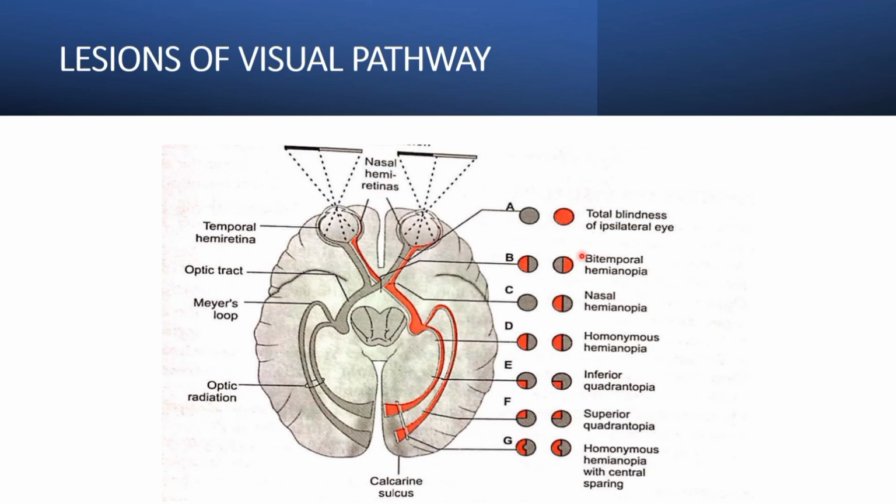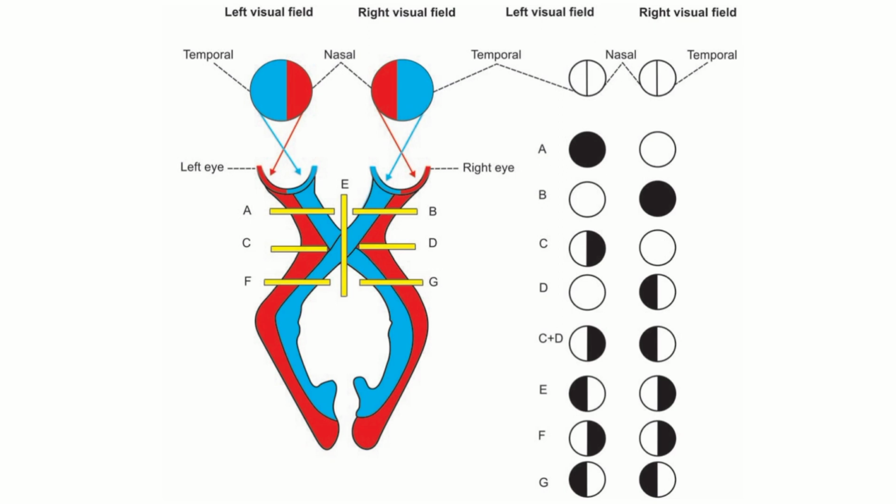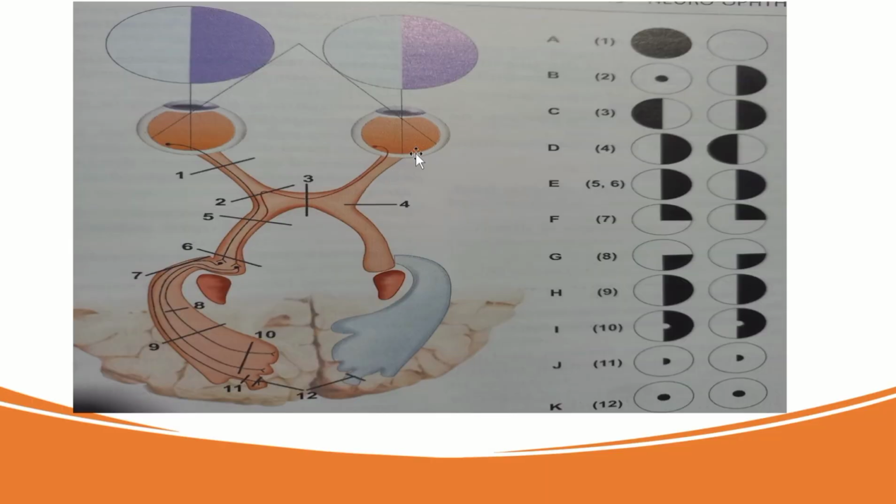Okay, bitemporal hemianopia. So now once we have studied what happens when there is a lesion here, and a lesion at the optic chiasma, there's one more thing that we have to discuss. For the level of first and second year, that is enough. You just need to know what happens when there is a lesion at the optic nerve, then chiasma, then tract, and everything.